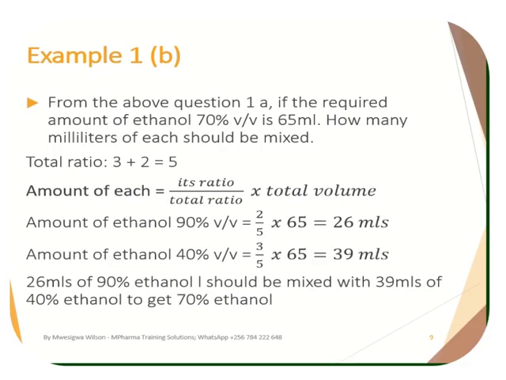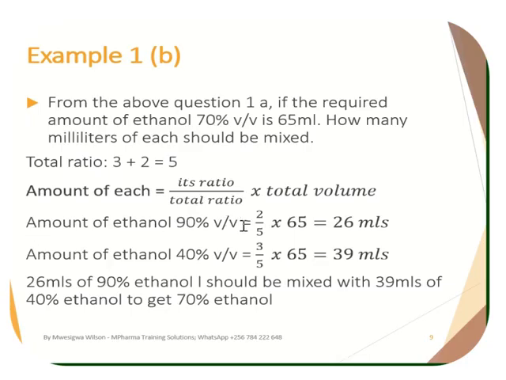So part B, from question 1 above: if the required amount of ethanol 70% is 65 mL, how many mL of each should be mixed? So here they have given you the total to be prepared. So get the total ratio, which is 5. The amount of each is its ratio divided by total ratio times total volume. These ones we have done before in the working formula. So amount of ethanol 90%.